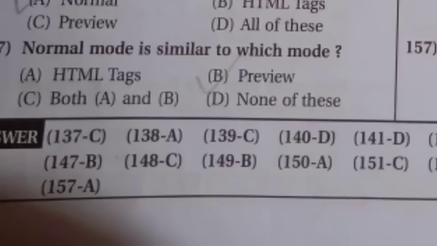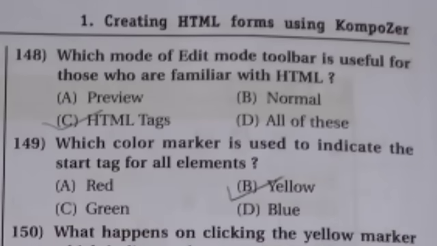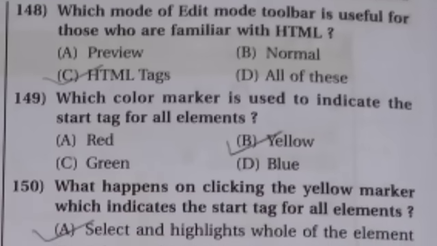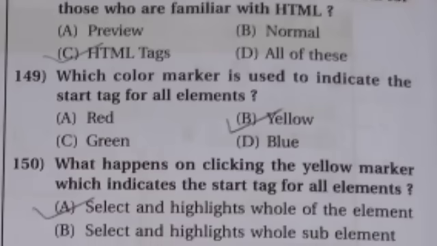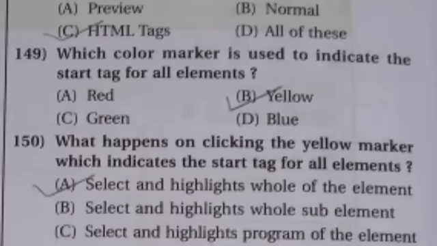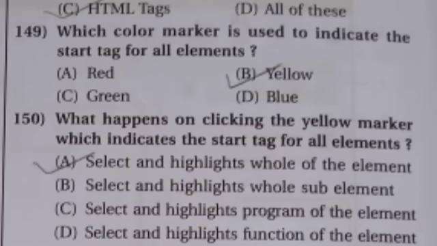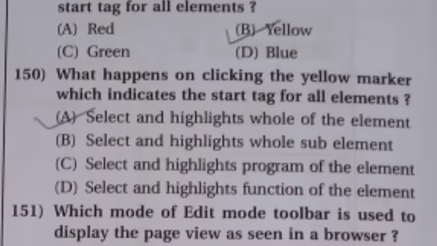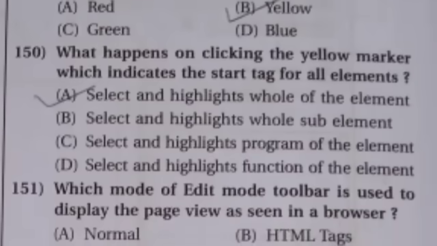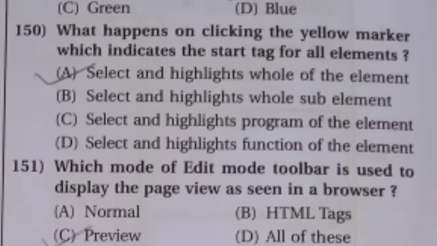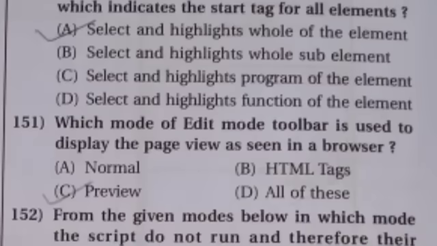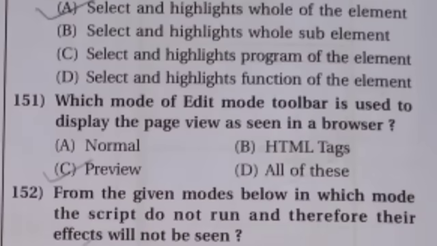Which mode of edit mode toolbar is used for those who are familiar with HTML? C, HTML tag. Which color marker is used to indicate the start tag for all elements? B, yellow. What happens on clicking the yellow marker which indicates the start tag for all elements? A, select the highlight whole of the elements.